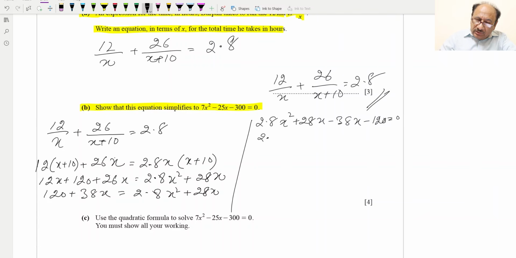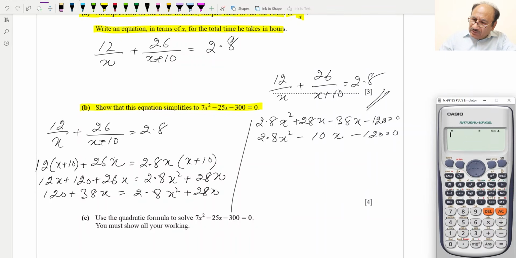Now again adding the like terms, it will be 2.8x squared minus 10x minus 120 is equal to 0. Now if we check this equation, we have 2.8 as the coefficient of x squared, but we need 7. So how can we get 7? 7 divided by 2.8 will be equal to 2.5.